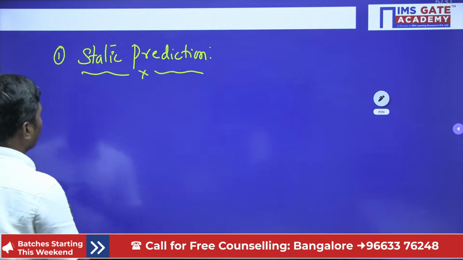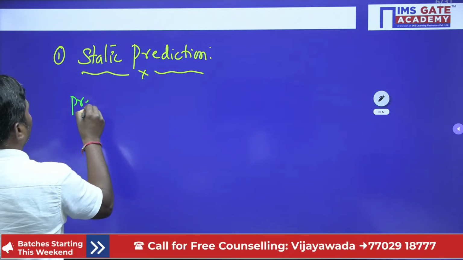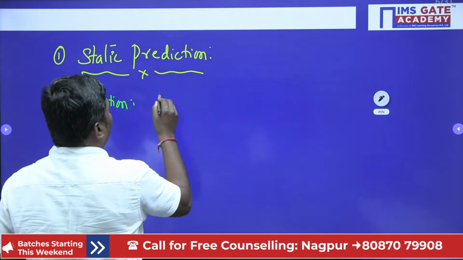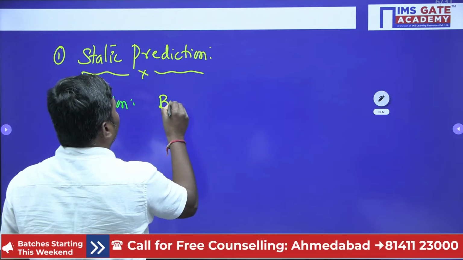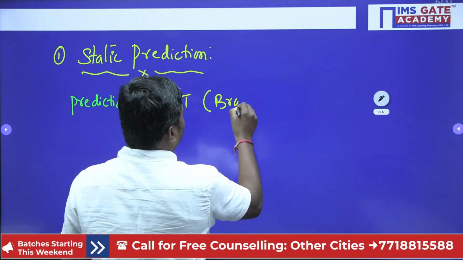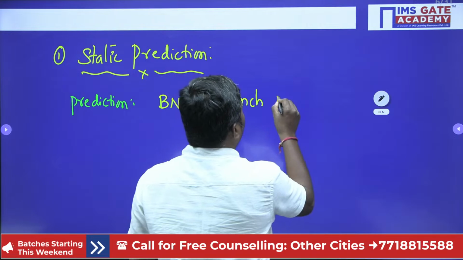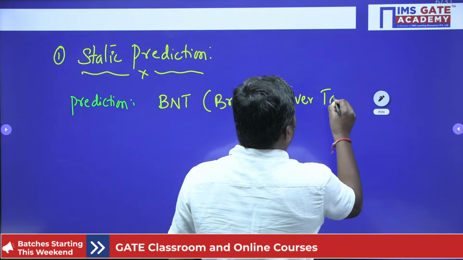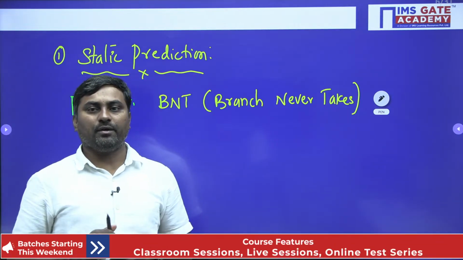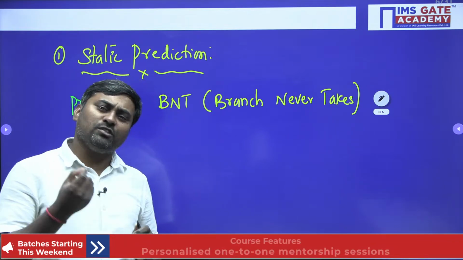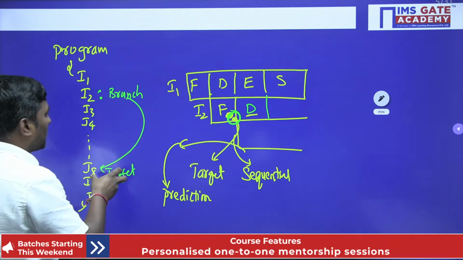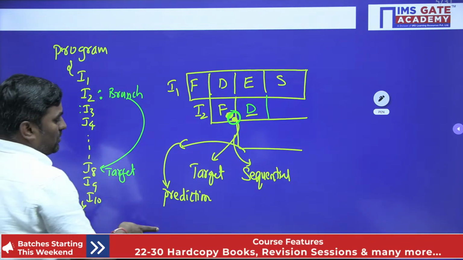Suppose the prediction is that the branch will not be taken. I'm predicting branch never takes, BNT. What is the meaning? Branch never takes, a never-taken assumption. When you predict the branch never takes, which instruction should execute? I'm saying this is a branch instruction and the branch will not be taken, so which instruction would you run? Sequential instruction only.